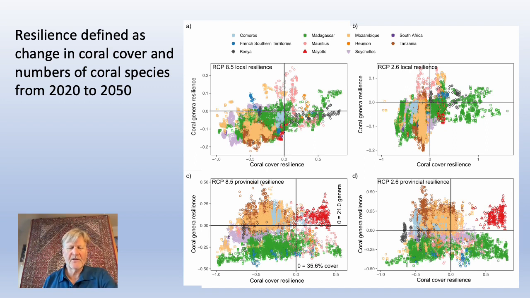And you can see that that changes the distribution somewhat, such that there's more representation in the more improved outcomes. For example, you can see here Mayotte is shown to have, at the provincial level, fairly good outcomes of maintaining its species richness and coral cover over time. And all the other countries have some representation within each of these different quadrats, but there are definitely winners and losers with climate change.